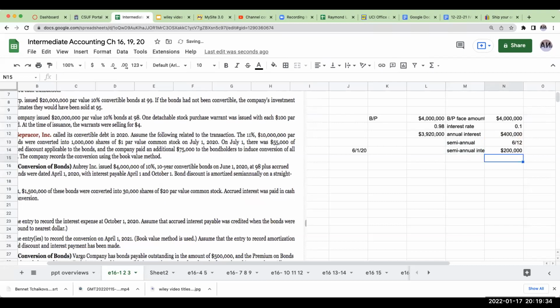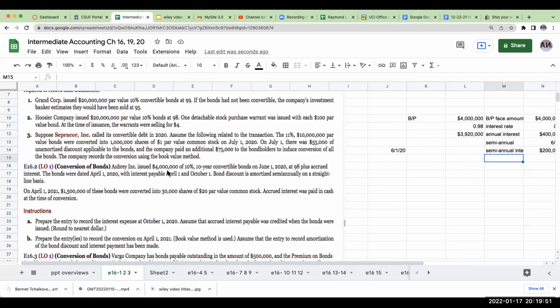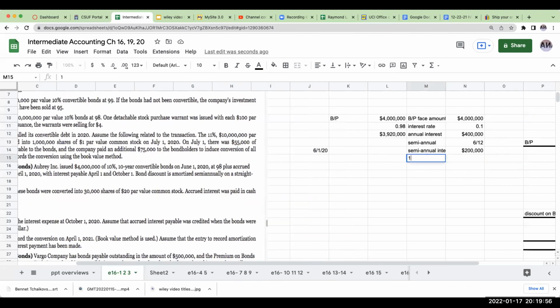Now, are they going to pay me that full $200,000? No. Let's count them out. The actual amount of prepaid interest: we issued the bonds plus accrued interest, so we have April 2020, May 2020, because remember, this bond was issued on June 1st. On October 1st, when I'm making that interest payment, I'm going to be giving them 200 grand.